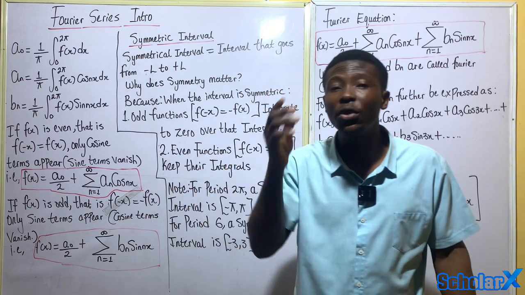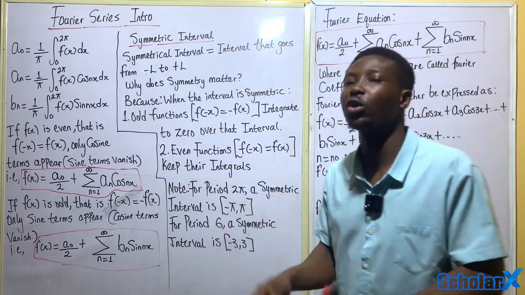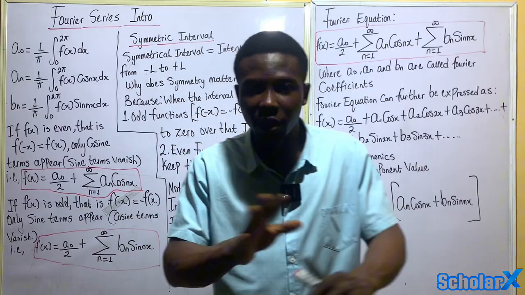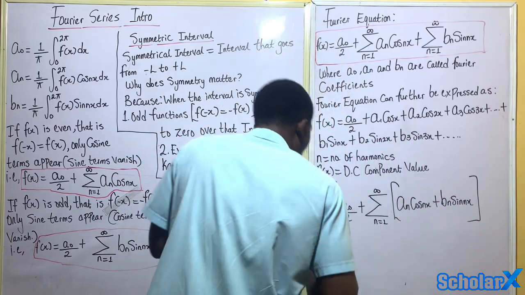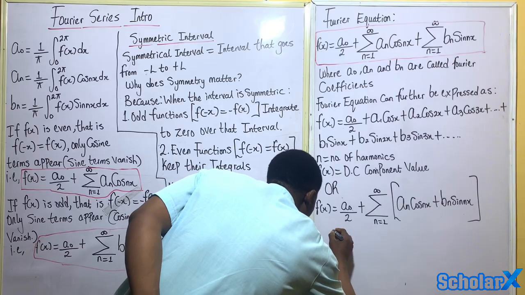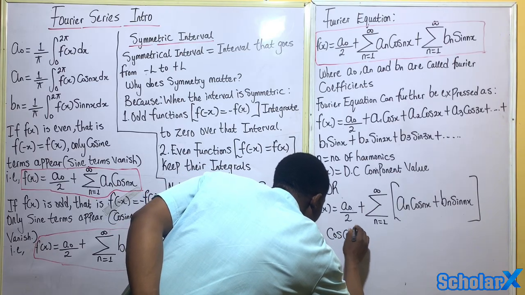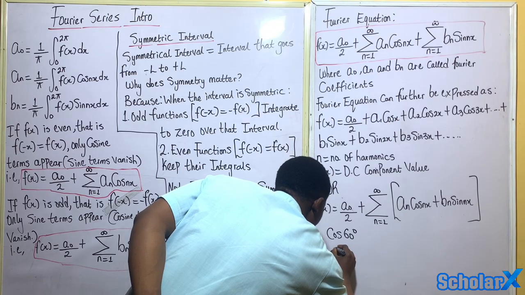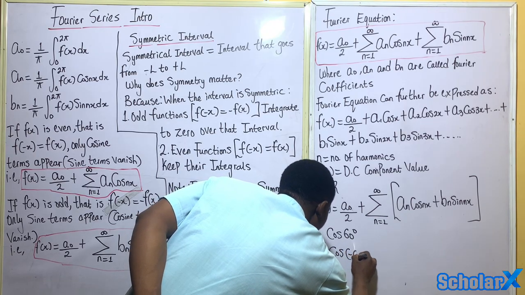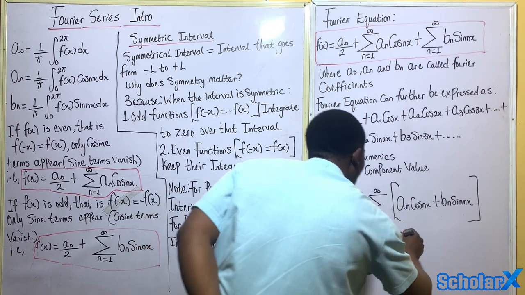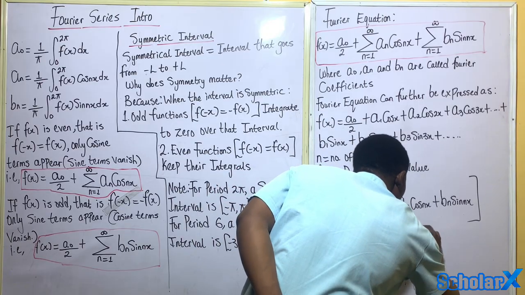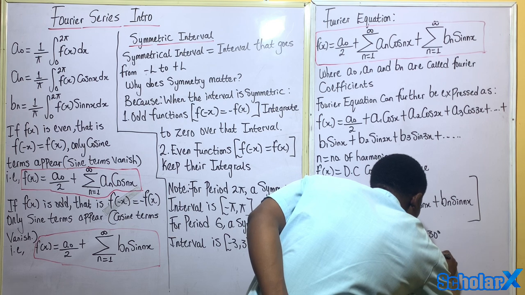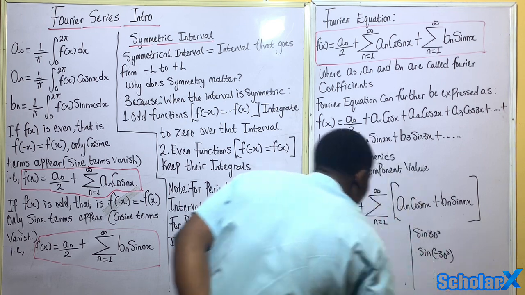Now, some students have really asked me, what does it really mean for a function to be odd and for a function to be even? It's very simple. Just watch this. Try on your calculator, try pressing cos 60 degrees. And also try pressing cos minus 60 degrees. Also, try pressing sine 30 degrees. And also try pressing sine minus 30 degrees.